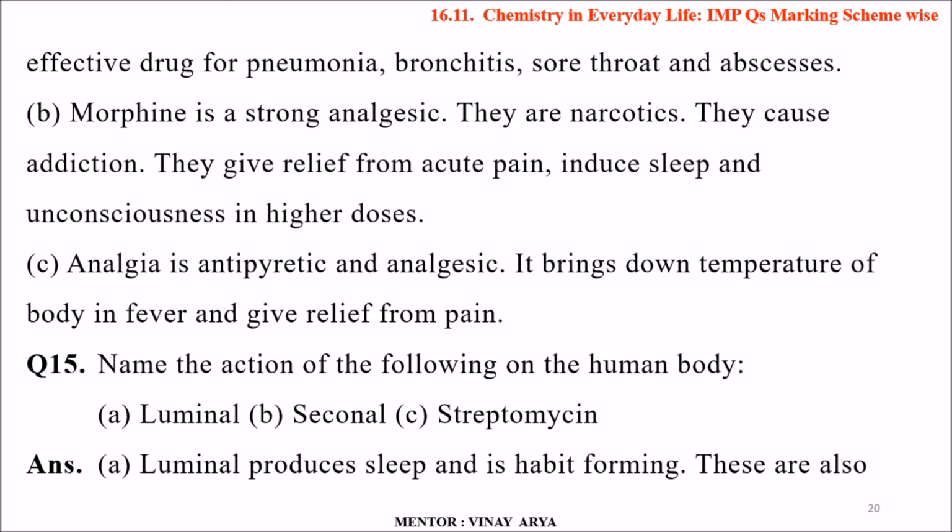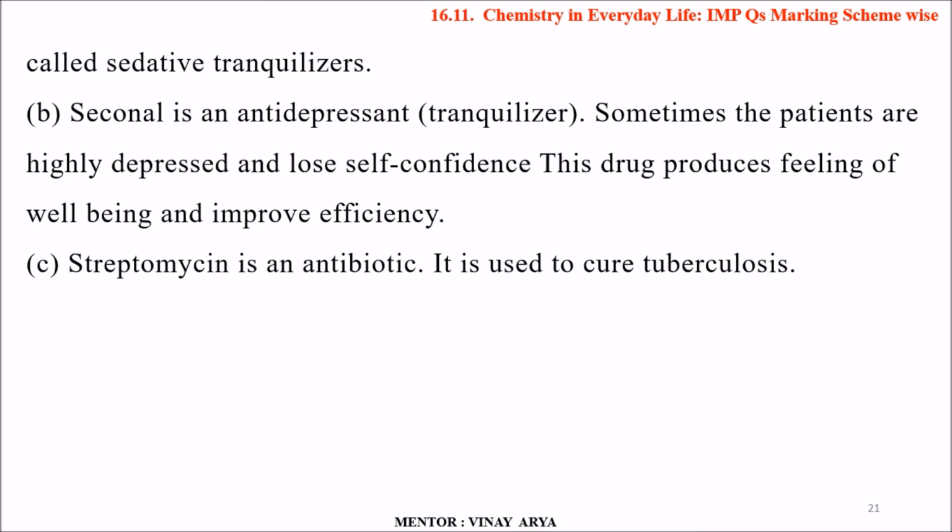Next question, question number 15. Name the action of the following on the human body: luminal, seconal and streptomycin. The answer: luminal produces sleep and is habit forming. These are also called sedative tranquilizers. B. Seconal is an antidepressant, that is, a tranquilizer.